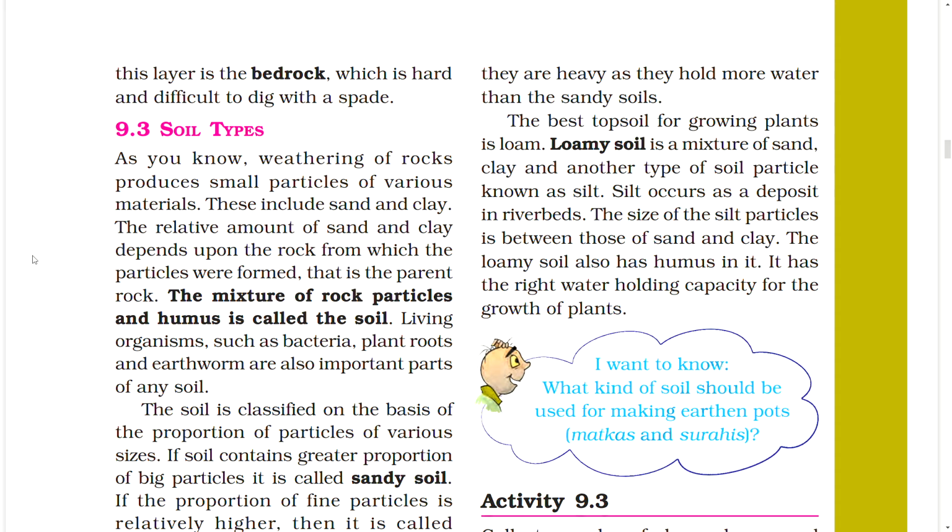9.3 Soil types. As you know, weathering of rocks produces small particles of various materials. These include sand and clay. The relative amount of sand and clay depends upon the rock from which the particles were formed. That is the parent rock. The mixture of rock particles and humus is called the soil. Living organisms such as bacteria, plant roots, and earthworms are also important parts of any soil.